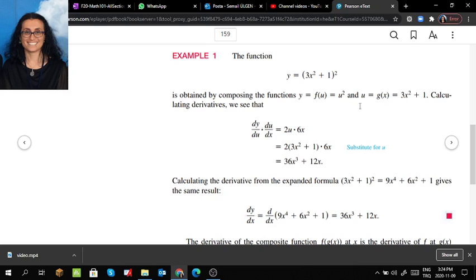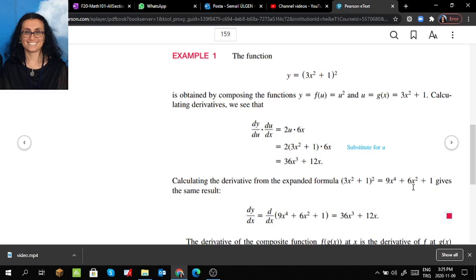There's another way to do it. Let's look at the original function y is equal to (3x squared plus 1) squared. You can expand this formula. You can expand it as follows. It is 9x to the 4th, plus this times 2, which is 6x squared, and the square of 1 is 1. So the first term is the square of 3x squared. So we have this expression.